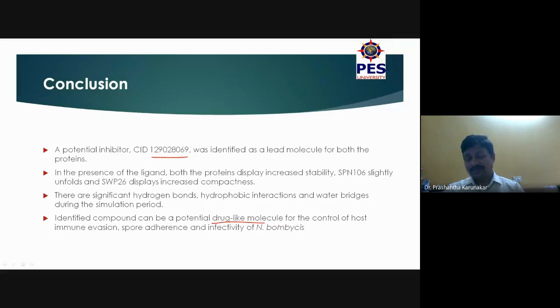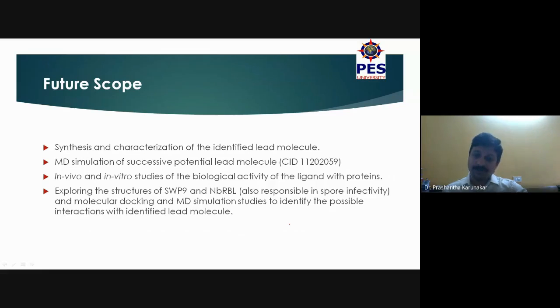We have the silkworms. Now we will procure this particular compound, infect them, take these proteins of our interest, and then test whether it is going to inhibit or not. There are multiple proteins available. We took other proteins also, like SWP25, and SWP9 can also be used as another target protein. Nosema bombycis RBL can also be used as another target.